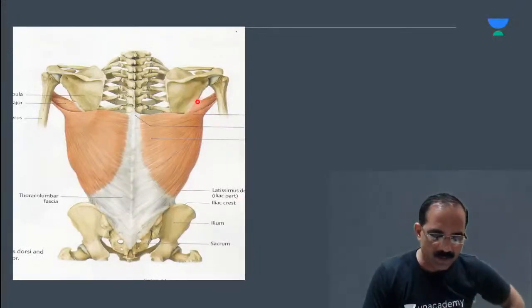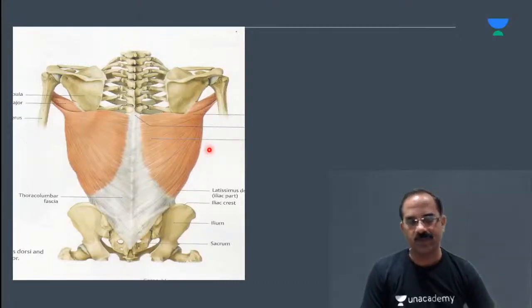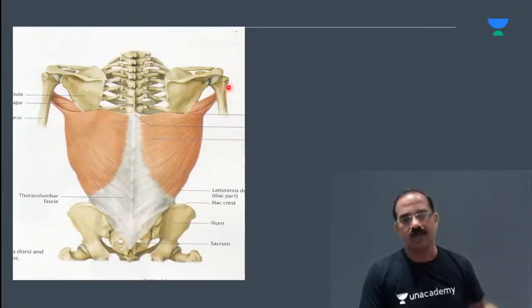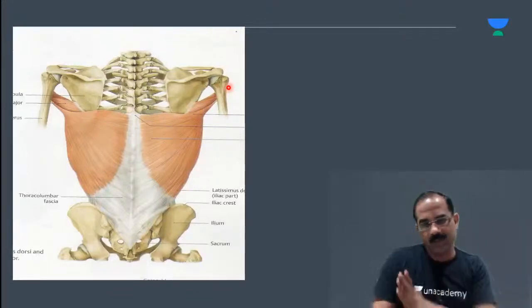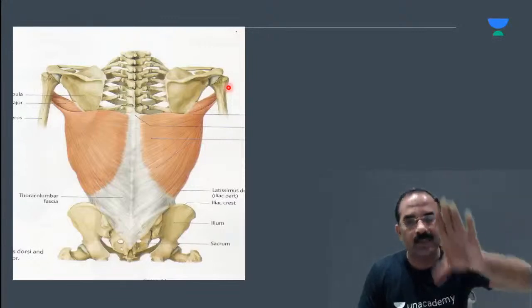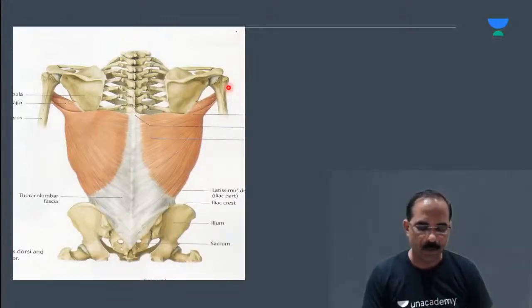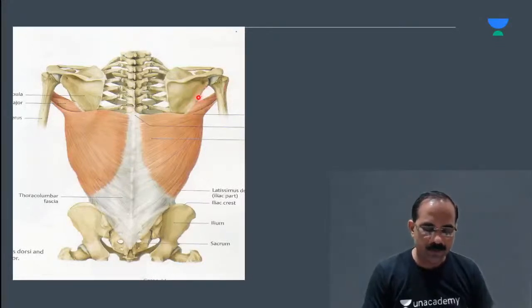What is this muscle? That's the teres major. Can anyone tell me where is the insertion of teres major? Teres major will go in front. It goes in front and gets inserted into the medial lip of the bicipital groove. The medial lip of the bicipital groove. And what is this muscle which will begin from here?